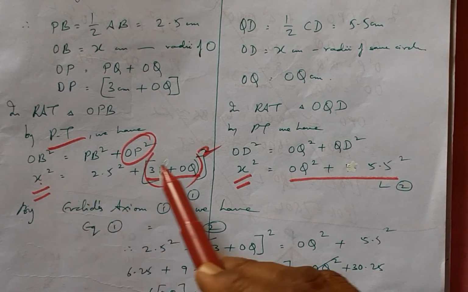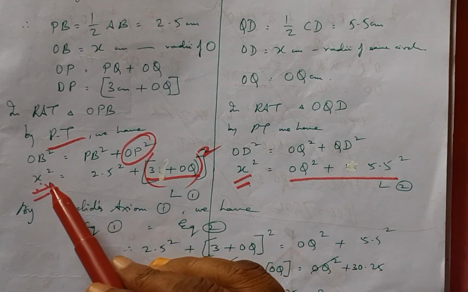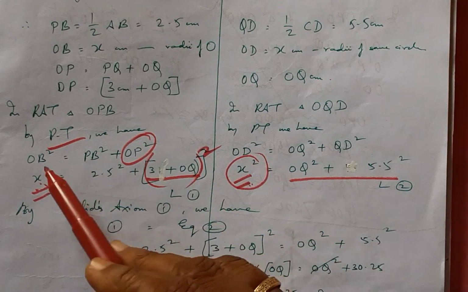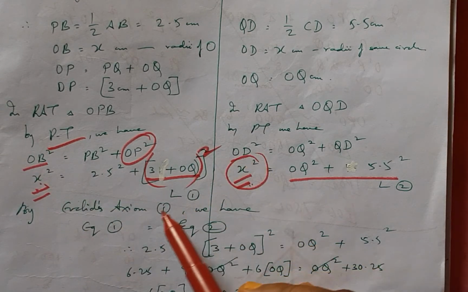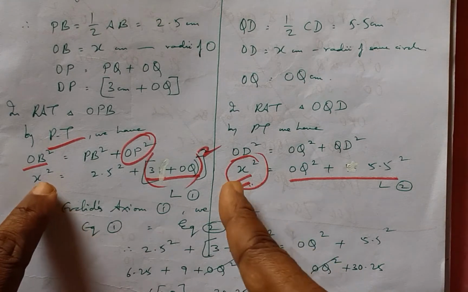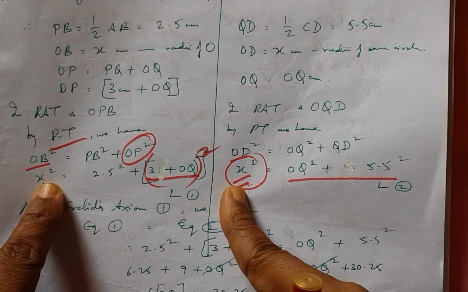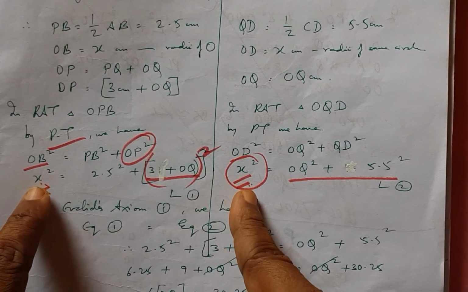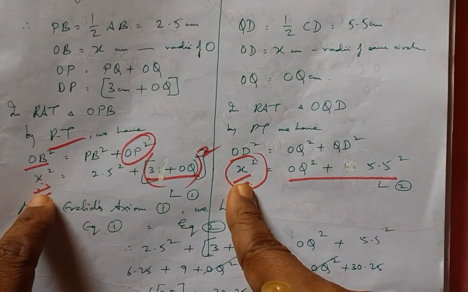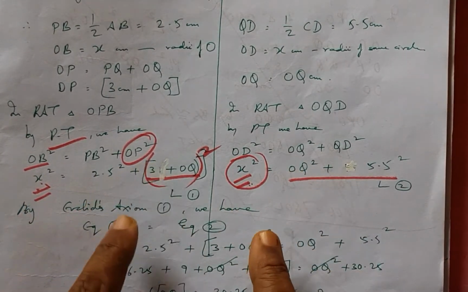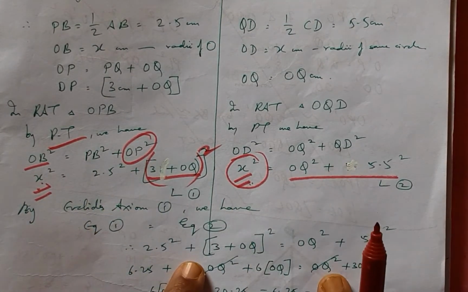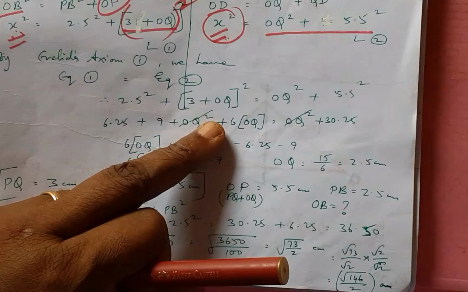But we know that these being radii of the same circle, OD and OB are radii of the same circle, and therefore these two equations being the same, Euclid's axiom 1 says that things which are equal to the same thing are equal to one another. Therefore this is equal to this, and that is what we have exactly arrived at.